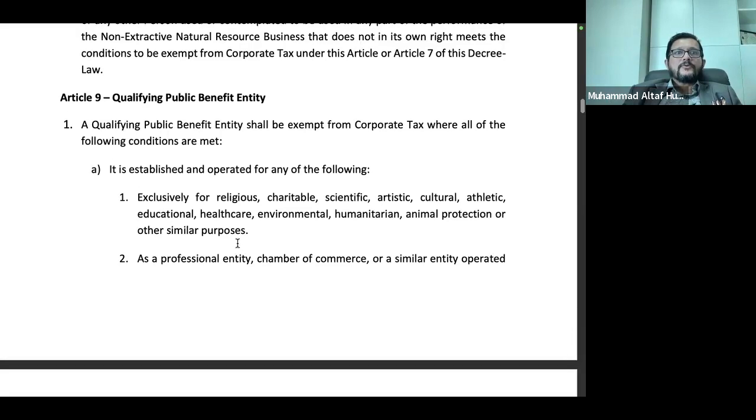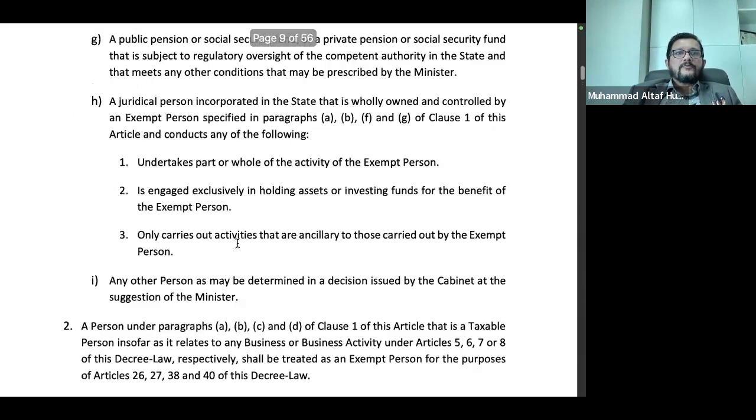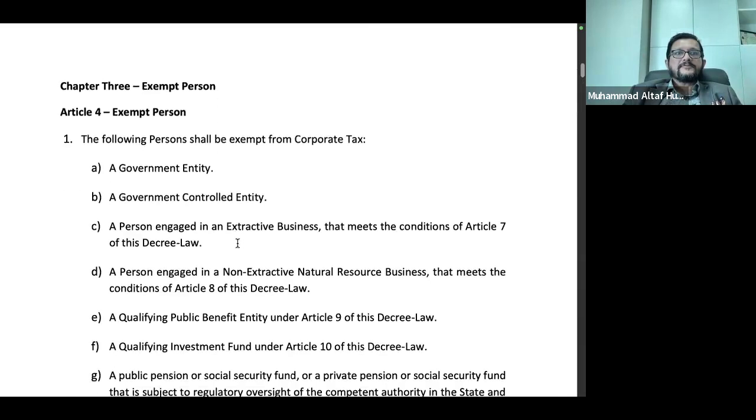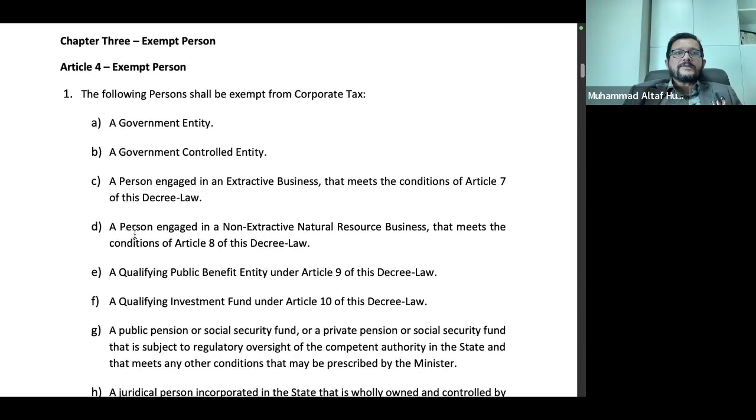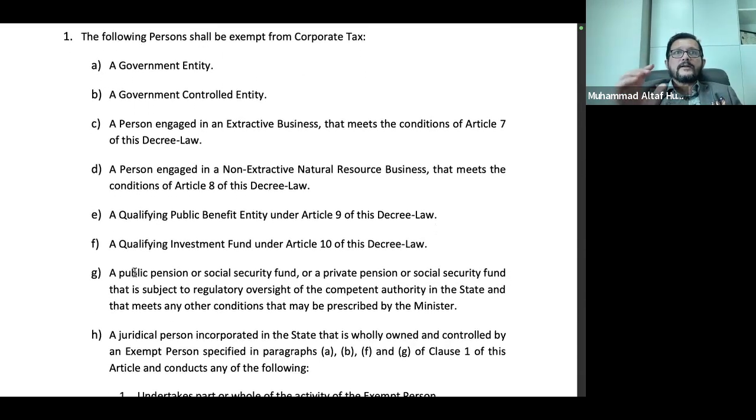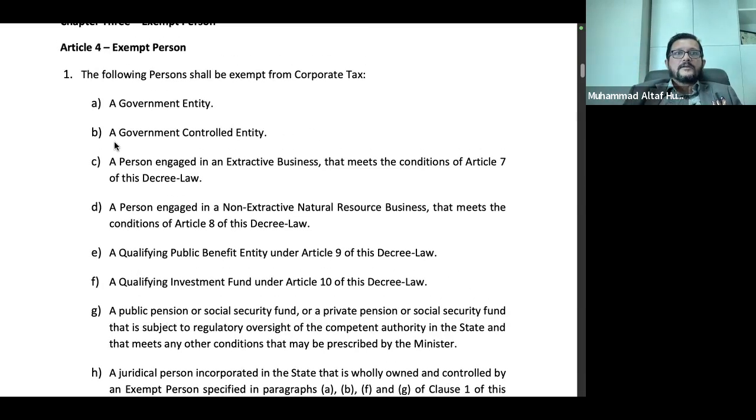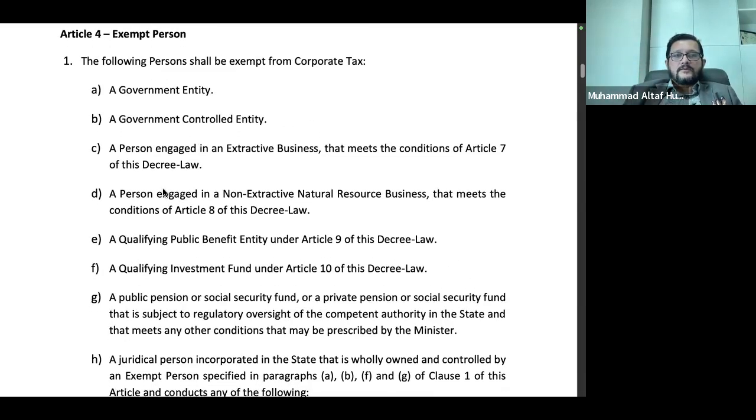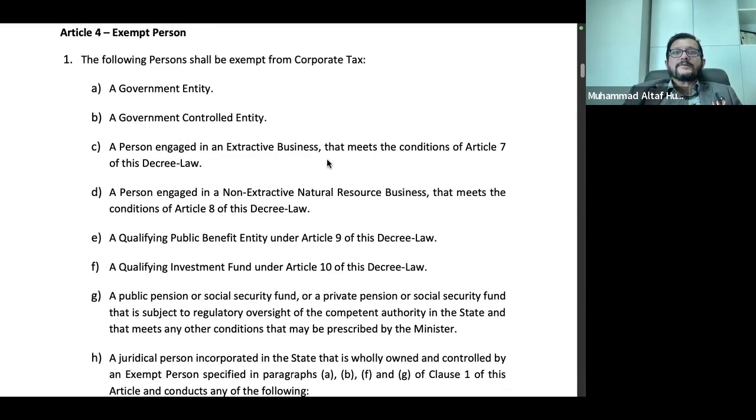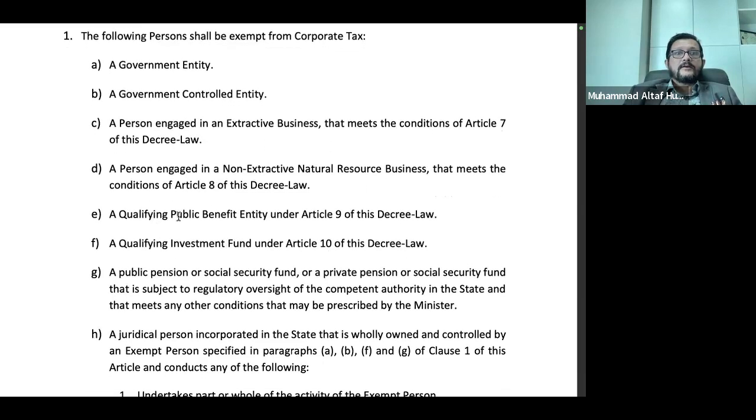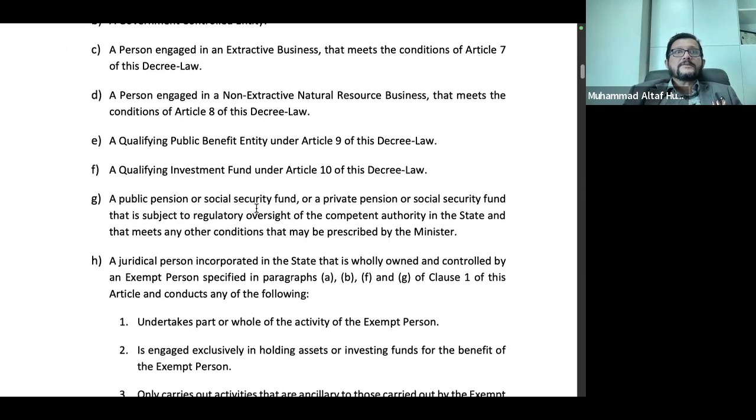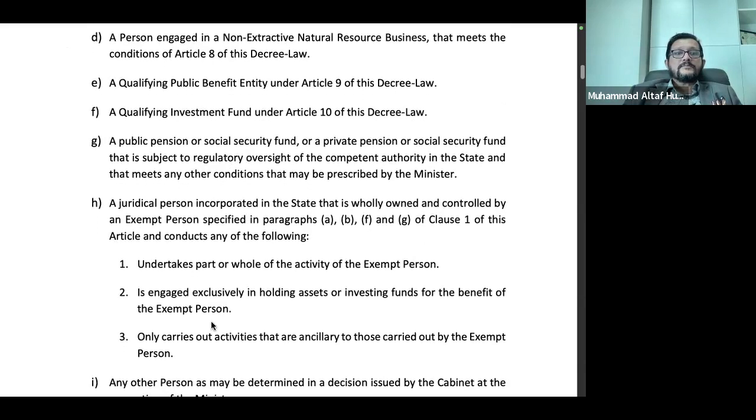So if you look at all these articles from 4 onward, this is the first article, right? In this it gives all these types of persons who enjoy specific exemption, right? Government entity, government controlled entity. Then we have extractive business, non-extractive. Then we have qualifying public benefit entity. This is also an exempt entity, right? Qualifying investment fund. Then we have pension social security fund. Then this is related to all the above. Juridical person incorporated wholly owned subsidiaries of some of the above, A, B, F, G, right?